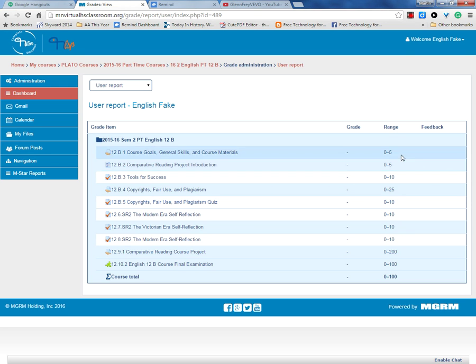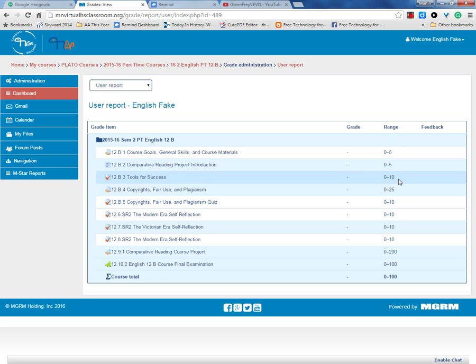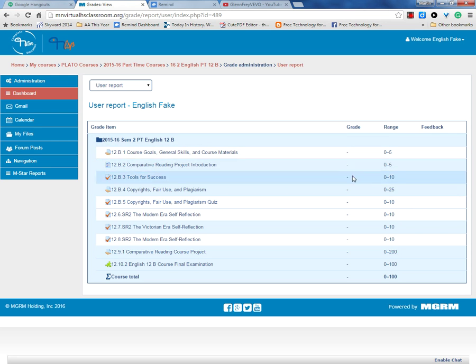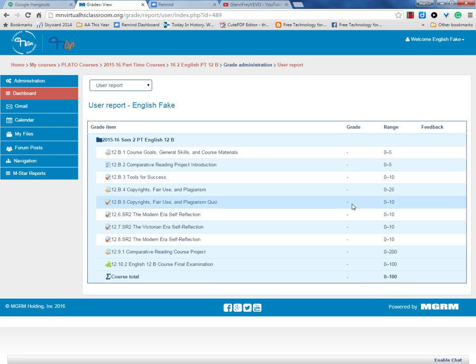The range, you'll notice that some are 0 to 5, some are 0 to 10, some are 0 to 25, some are 0 to 200. This number, the second number, is how many points those are worth. Now, think about everything in terms of points. Okay, when you get a grade, it's going to show you here, and it's going to show you how many points.